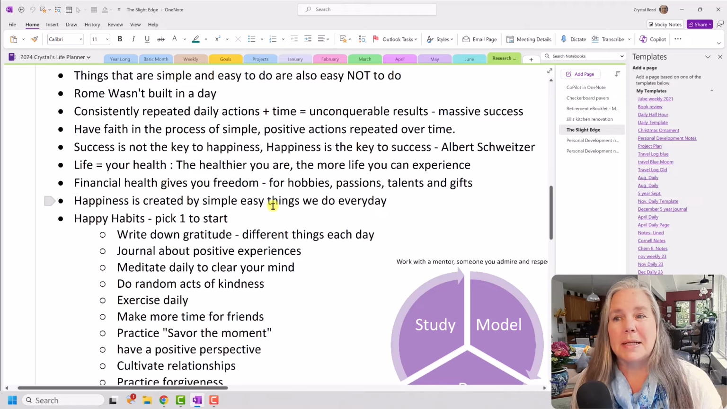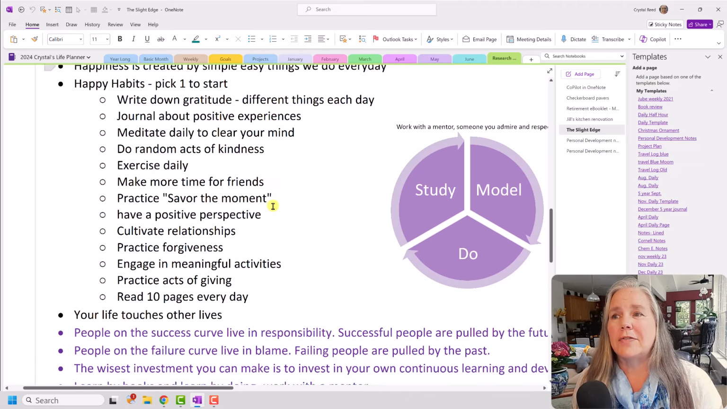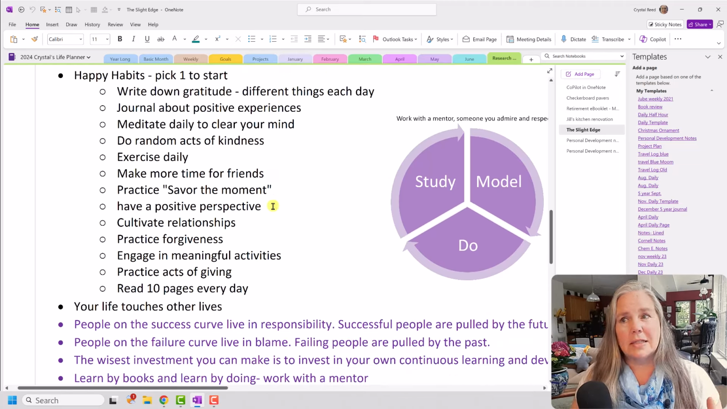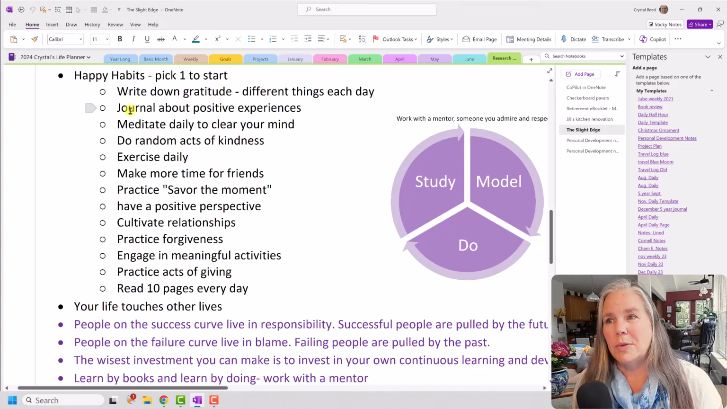Happiness is created by simple things that we do every day. And then Jeff gives us a list of things that you want to pick one to start with. And then he gives us some other ideas as well. So quickly go through these. Write down gratitude things, different things for each day, maybe 3 things. Well, if you've seen my weekly plan and my daily plans, I do have a place where I write down gratitude. And so I think that I am already doing that.